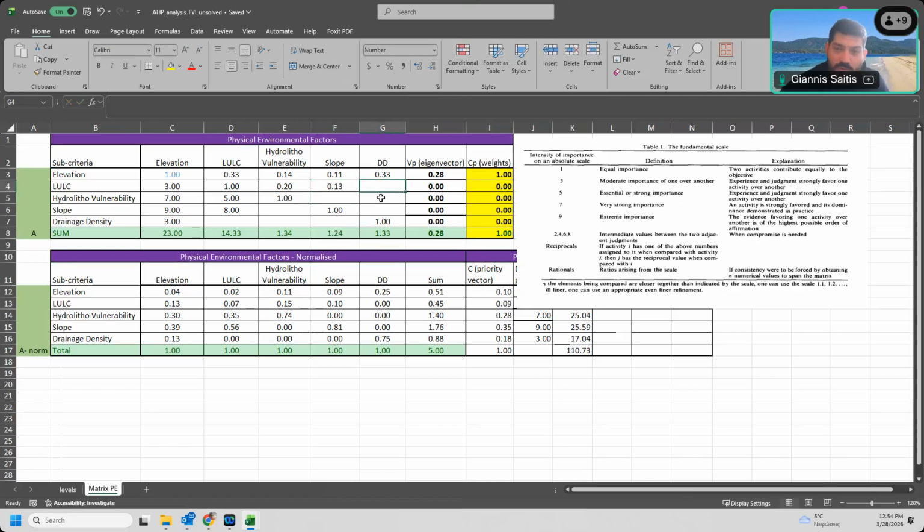Land use, land cover to drainage density. Who affects more? The land use. I agree. How much? 5. Okay, so 5 here, 1/5 here. Good. Hydrolithology, now vulnerability to slope.